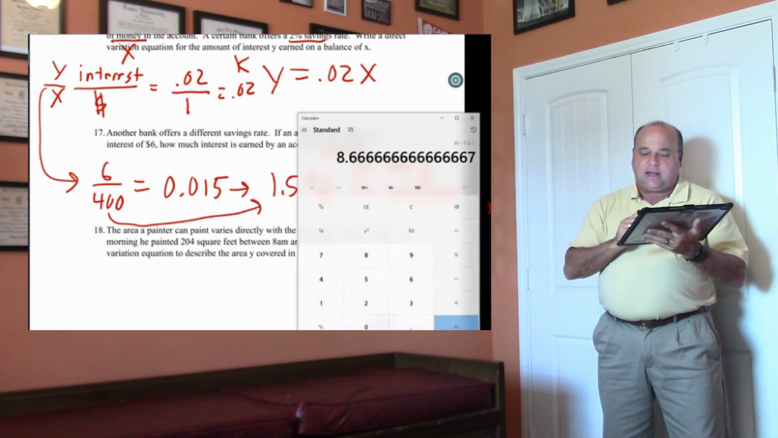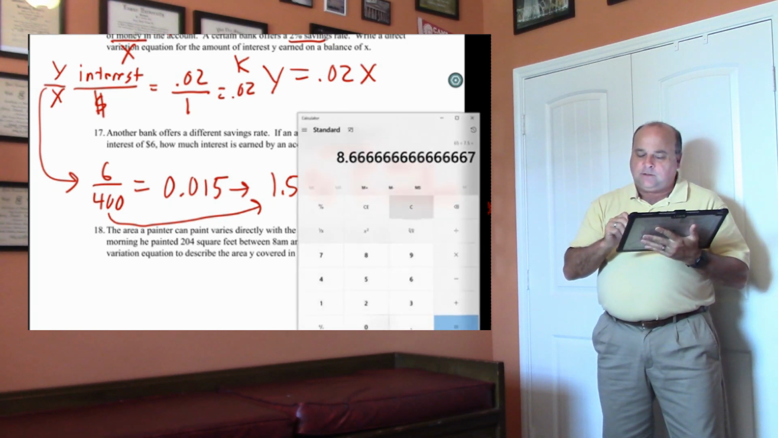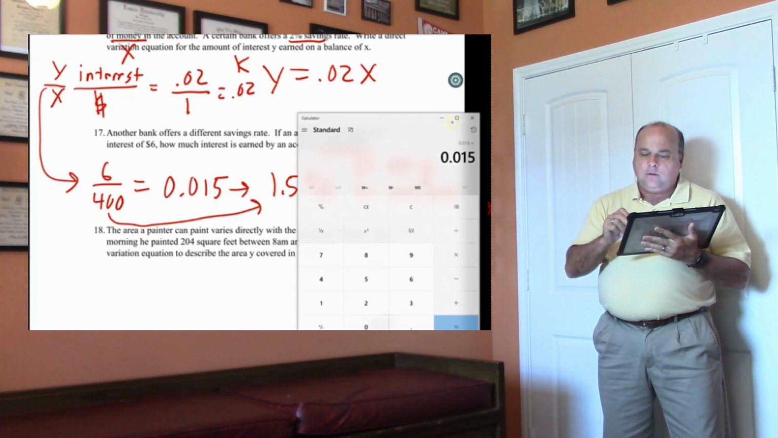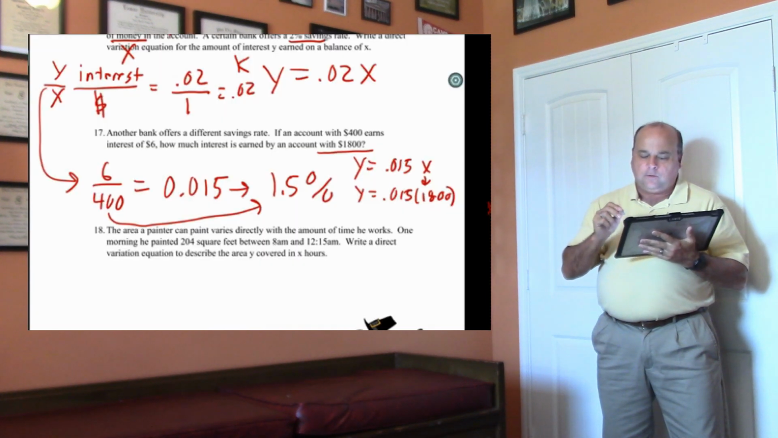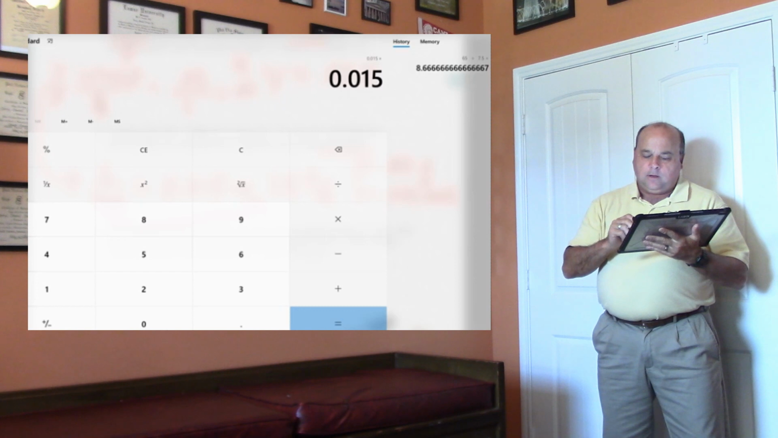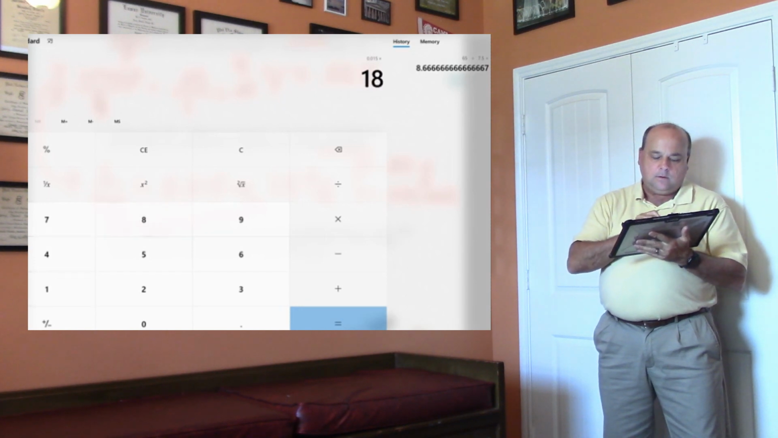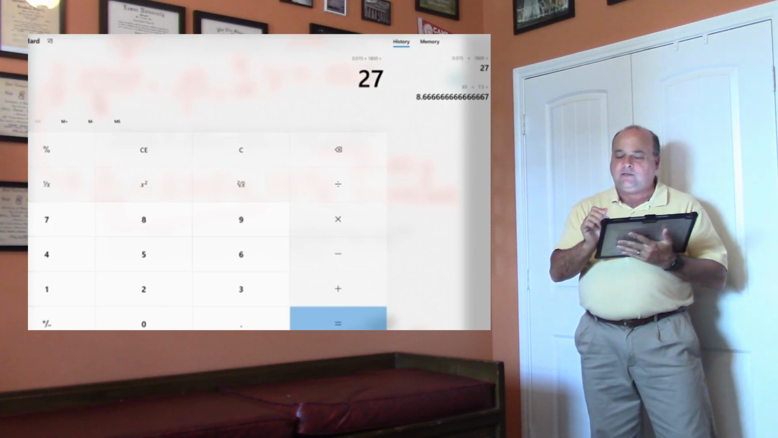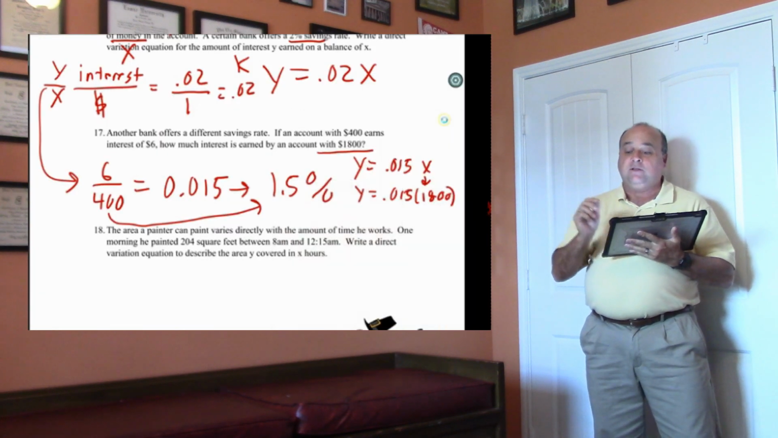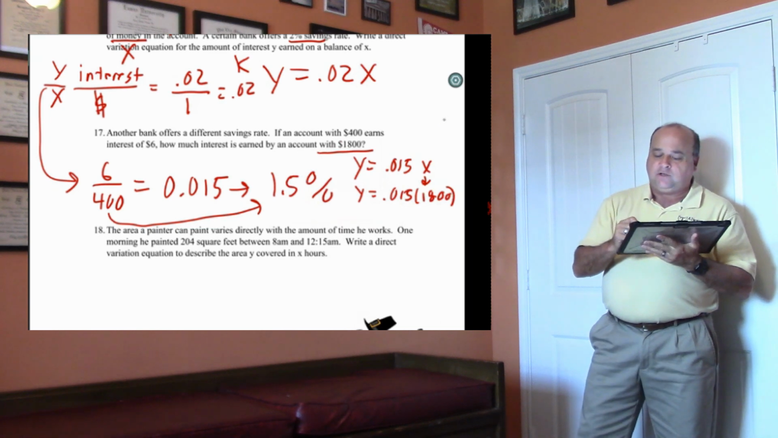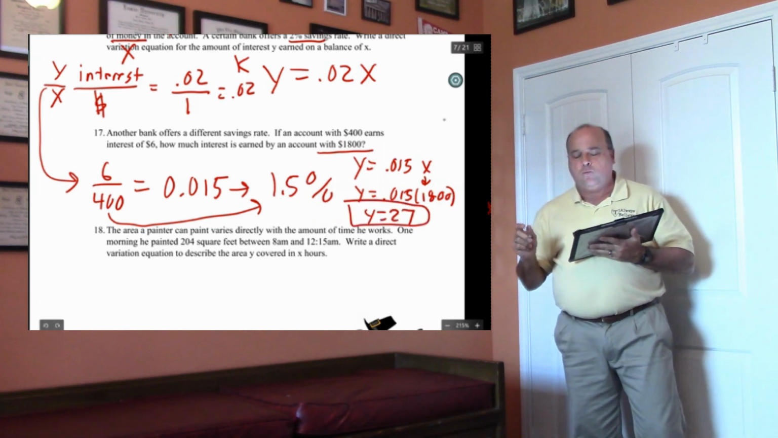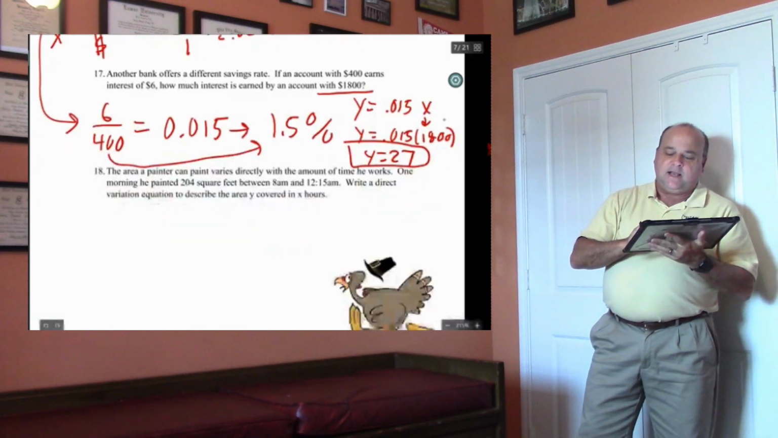And I have to do this in a calculator, so let me clear this. Then 0.015 times 1,800 equals, and I get 27 bucks. Okay, notice the bank is making money here, okay? So y would be 27 bucks. So I would get 27 bucks in 1 year off of that. Let's go to the next one.